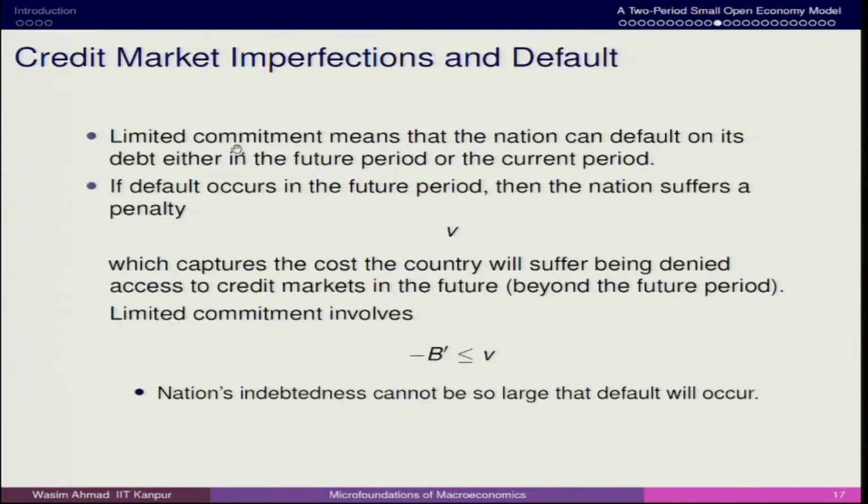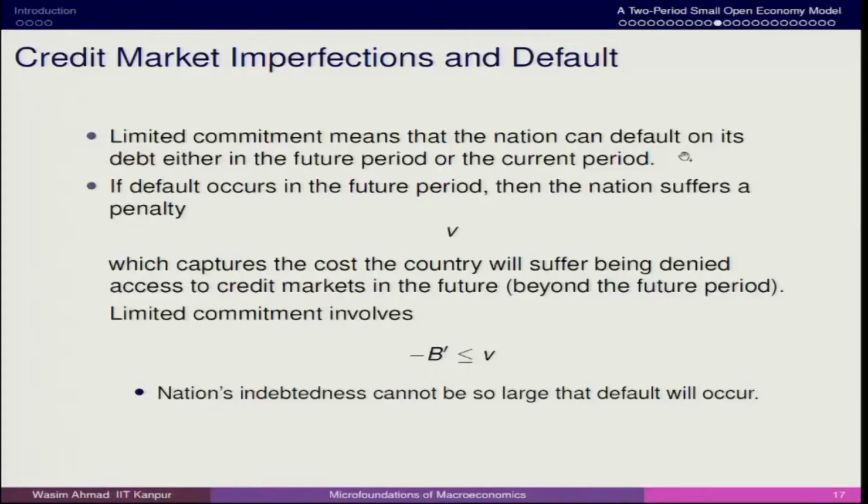Once I go for the defaulting scenarios, it will be easier to understand if you introduce the concept of limited commitment. If you are introducing the concept of limited commitment, then it means that the nation can default on its debt either in the future period or in the current period. So, limited commitment implies this. In case of the individual, we have introduced the housing or some kind of asset, but in case of country, it becomes difficult to have the collateral. So, limited commitment implies that it is some kind of penalty for the country.